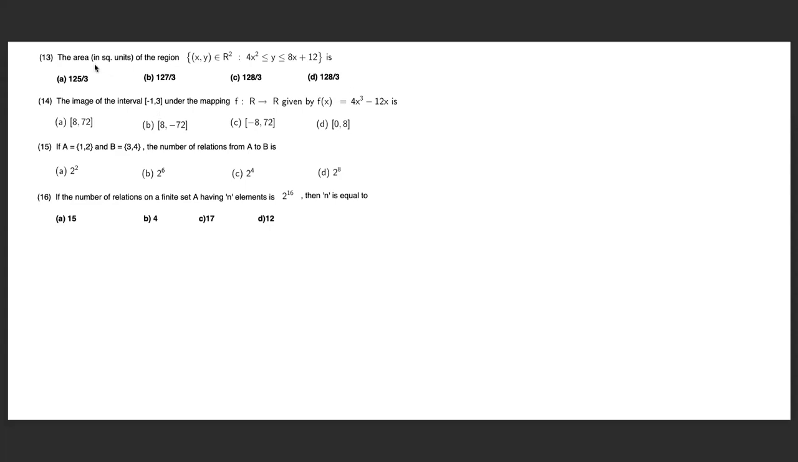Now let us look at another problem wherein the region is this. You have to find the area of that region. So let us find the solution for this.